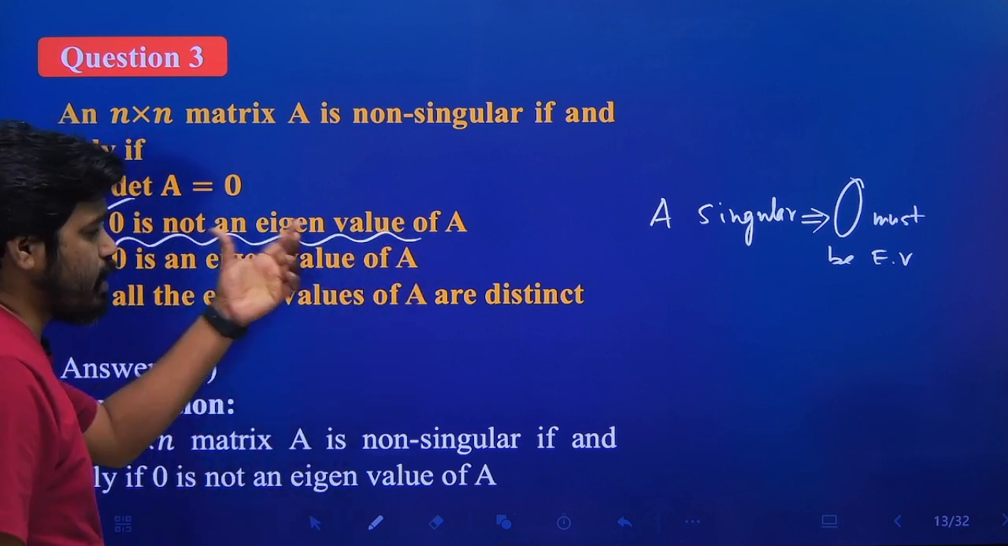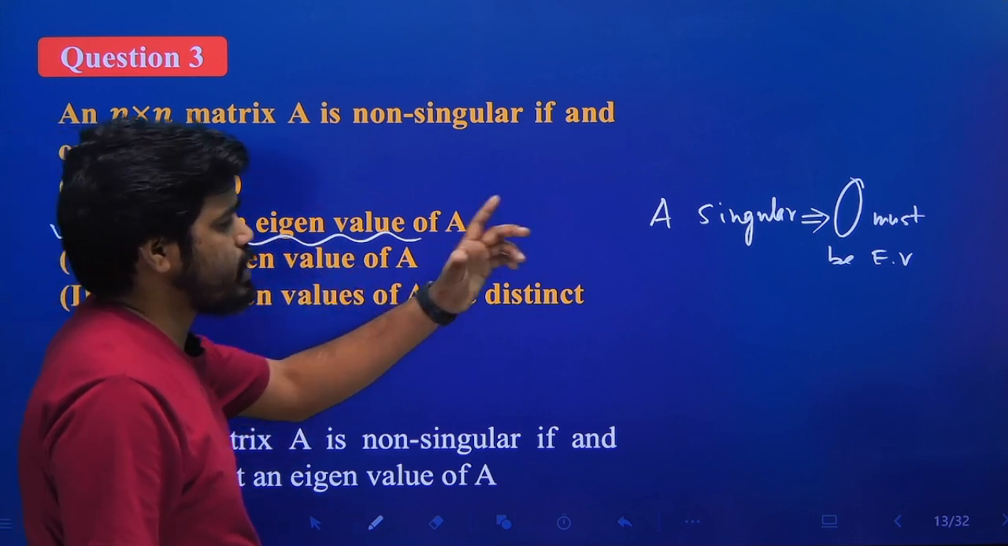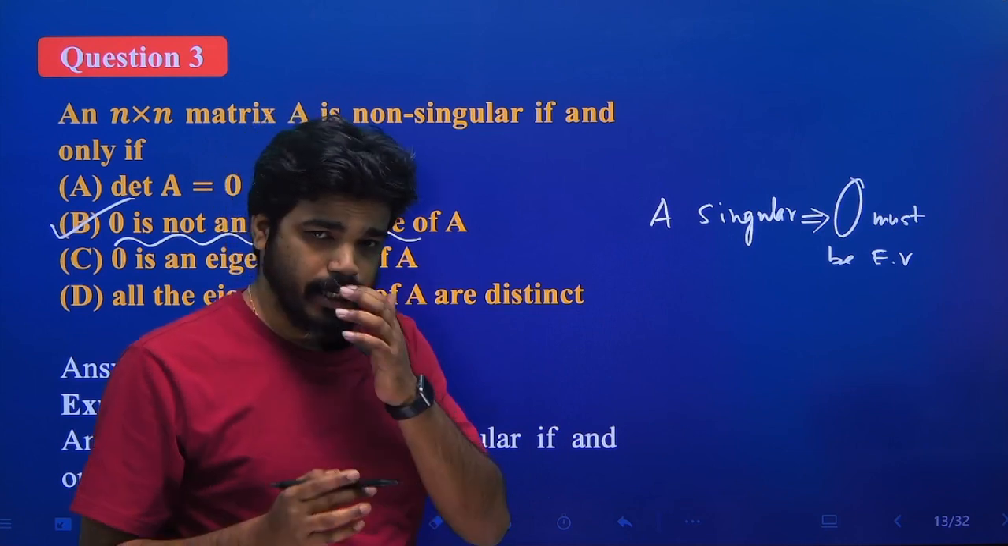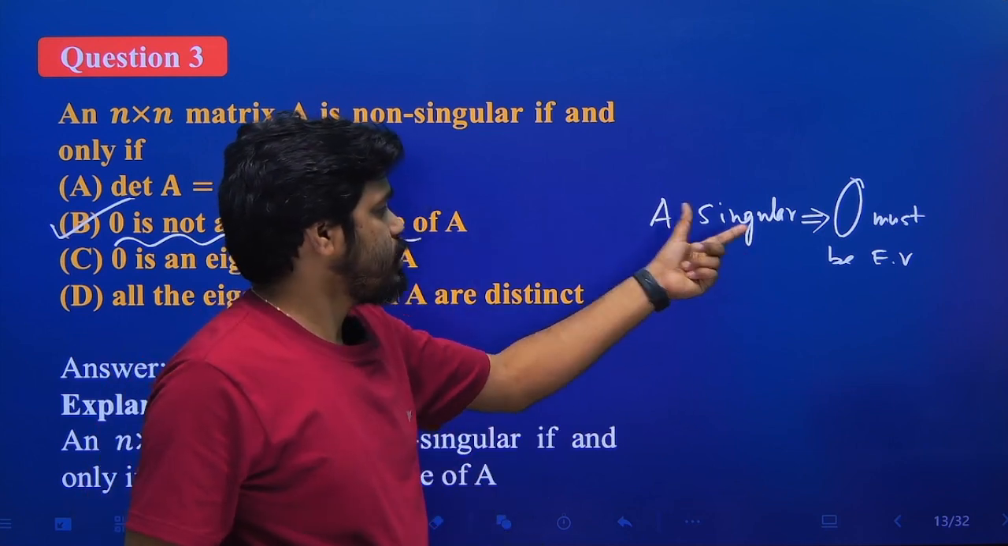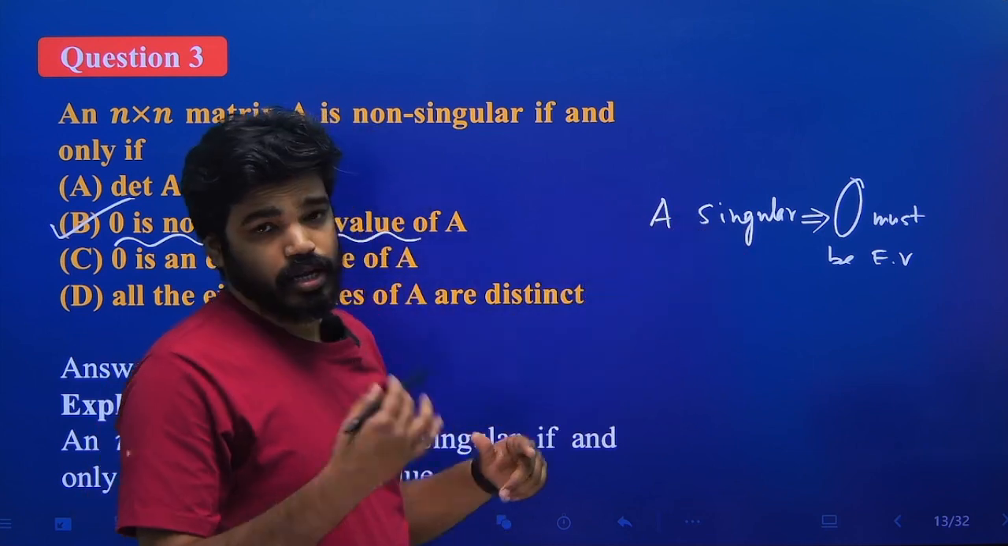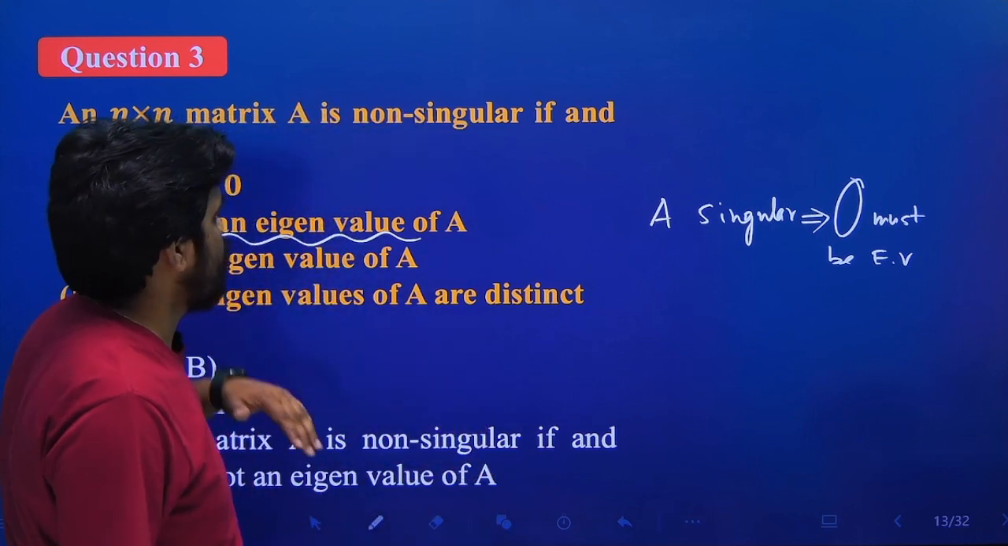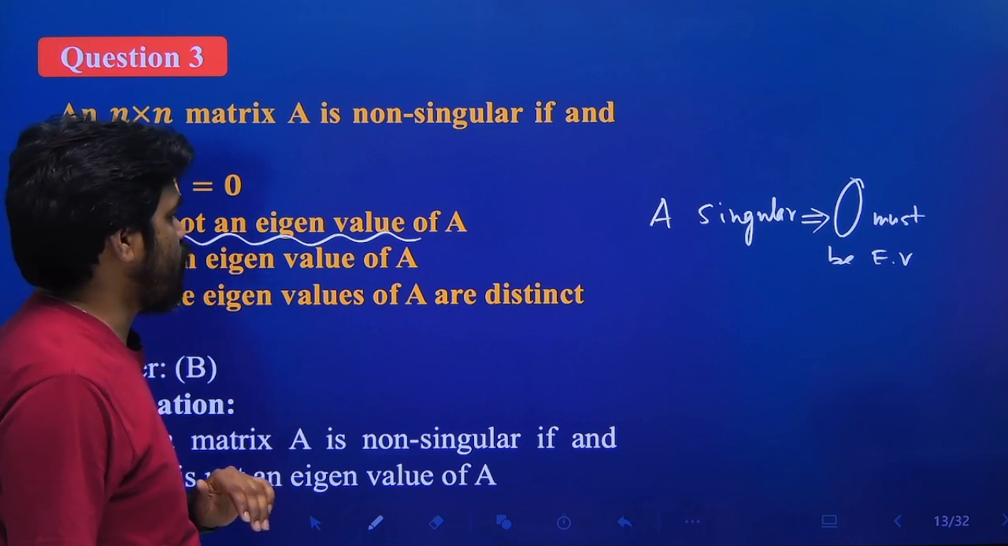See, if 0 becomes an eigenvalue, then what matrix will we get? We will get a singular matrix, right? If 0 is an eigenvalue, then that matrix must be singular. A singular matrix is not invertible, but here it is given that A is non-singular. So 0 is not an eigenvalue of A.